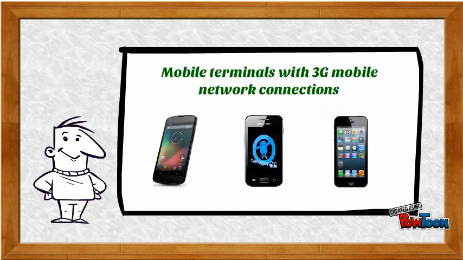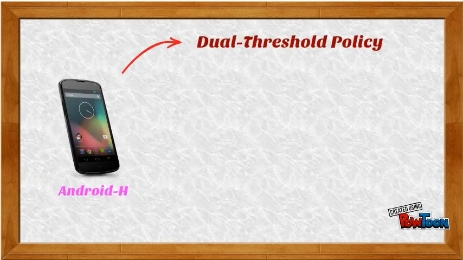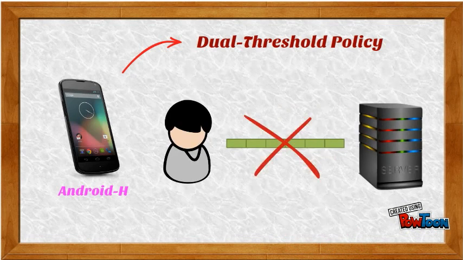The categories of mobile terminals used in the experiment were high-end Android terminals, mid-range Android terminals, and high-end iOS terminals. High-end Android terminals employ a dual threshold policy. This is how it works. When a segment of video that is being transferred to the player's buffer amounts to 100 to 110 seconds of video time, which is also known as the upper threshold, the client will abort the TCP connection.